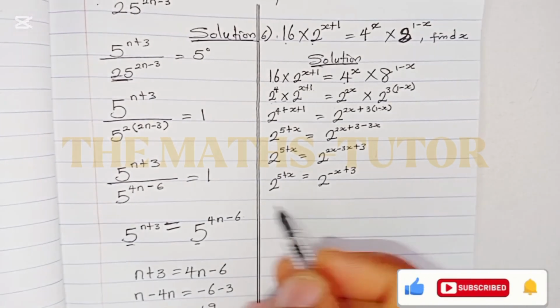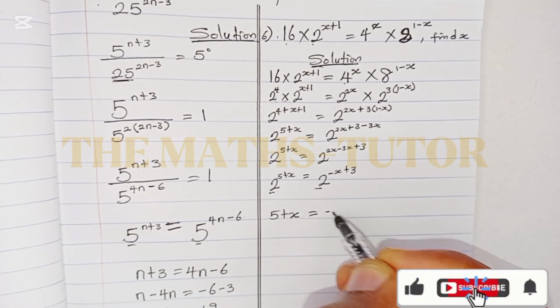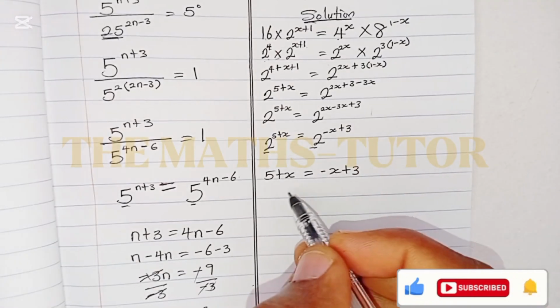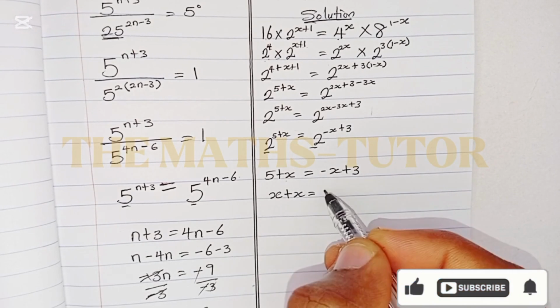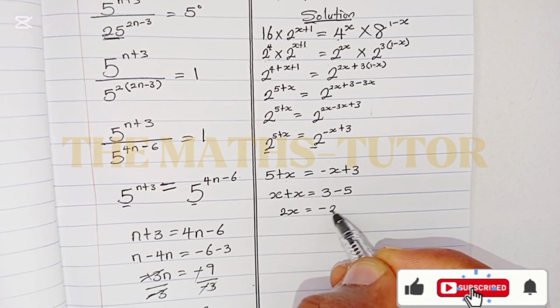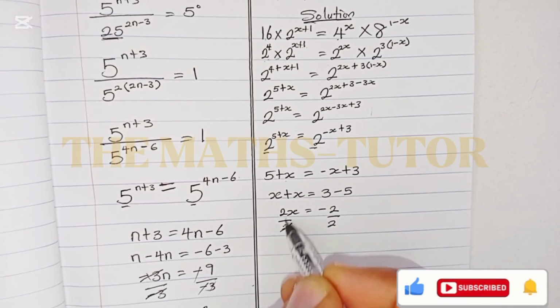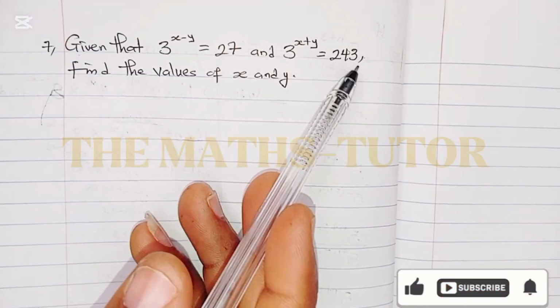collecting like terms, we can divide both sides. We can see 5 plus x equals minus x plus 3. Collect like terms, and then 2x equals minus 2. Divide both sides by 2, and x equals minus 1.